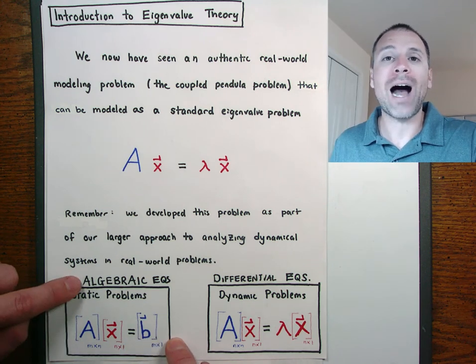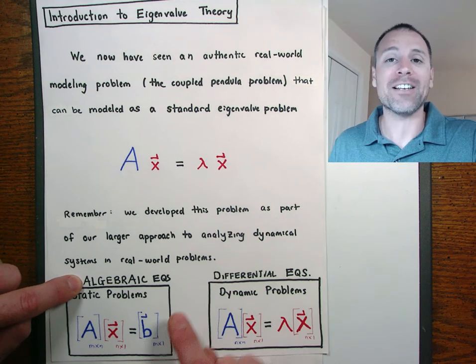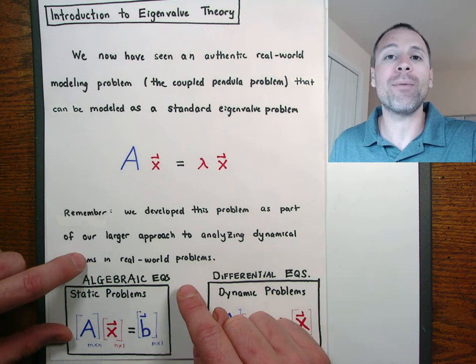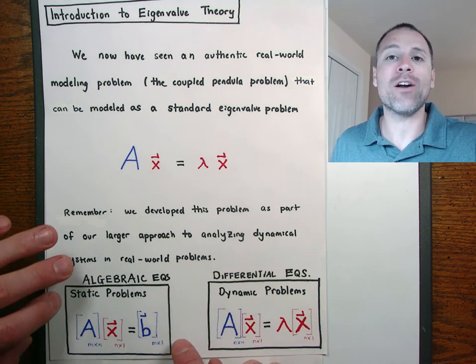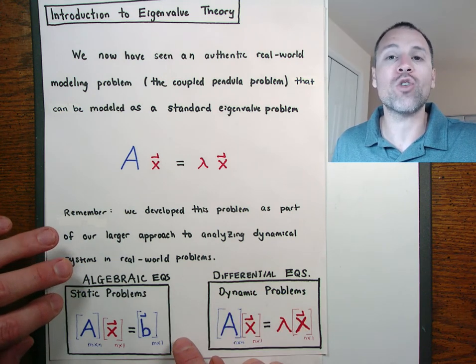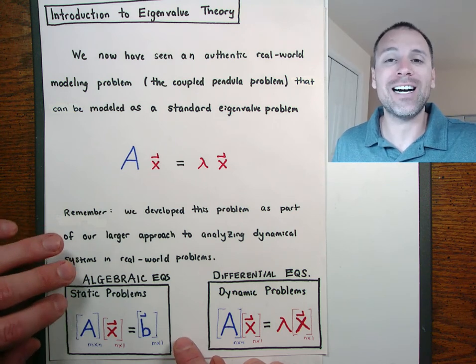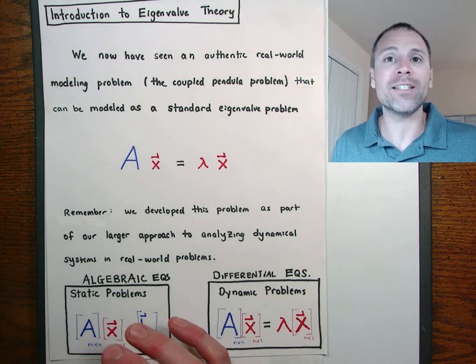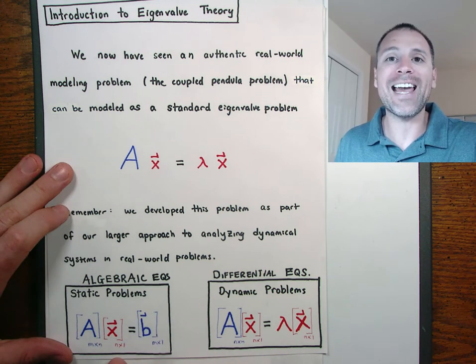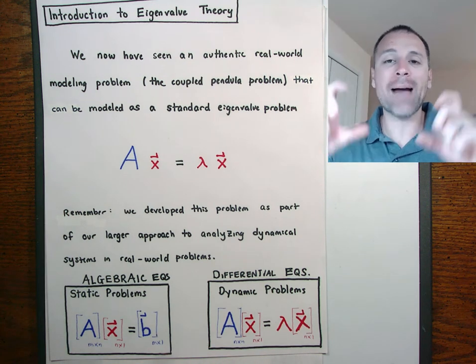This problem I would call a statics problem if I was an engineer. As a mathematician, I say it's a problem involving algebraic equations, but the idea is that we are measuring properties, we are trying to solve for something that exists without time. Another way to say this in the context of real-world modeling is when I'm solving the problem A times x is equal to b, that's equivalent to taking snapshots in time.